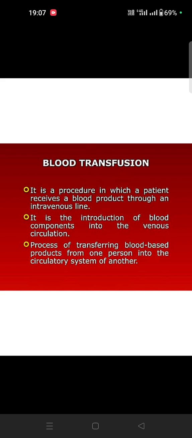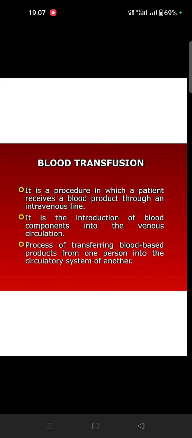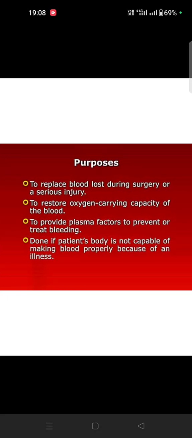Okay, so blood transfusion is the procedure in which the patient receives blood product through the intravenous line. Blood components are transferred from one person to another person into the circulation. The purpose is to replace the blood lost during surgery or serious injury, restore the oxygen carrying capacity of the blood, and provide plasma factors to treat bleeding.